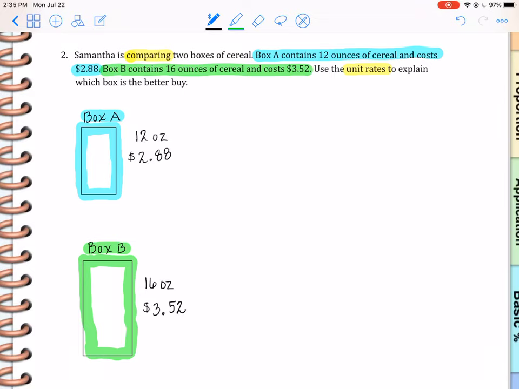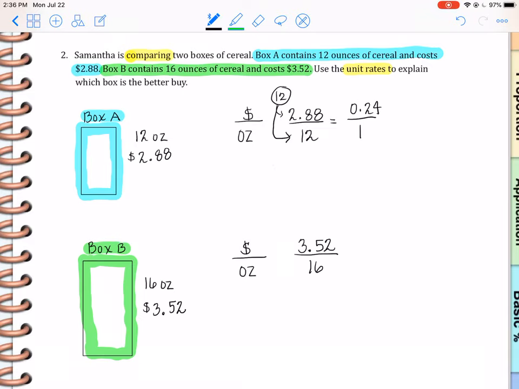And I'm supposed to find the unit rates. So money over unit is going to be 288 over 12. And we want to look at the cost per ounce. So we're going to say 288 divided by 12 is 0.24 or 24 cents per ounce. And then I have to remember we're comparing, so I have to do that again using the other price.